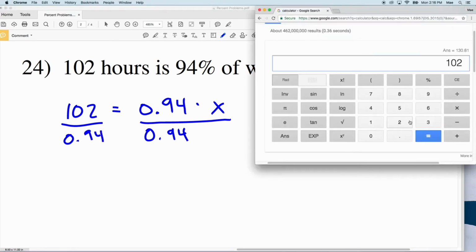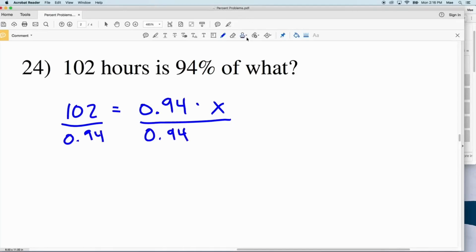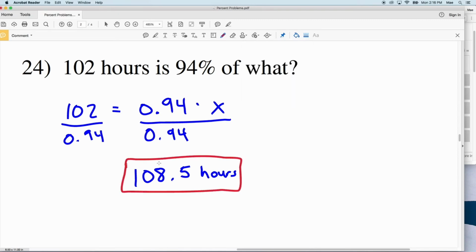we get 102 divided by 0.94, and that's going to be 108.5. So x is 108.5, and that represents hours. So 102 hours is 94% of 108.5 hours. And that wraps up our percent problems worksheet.